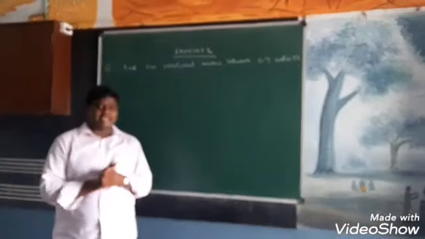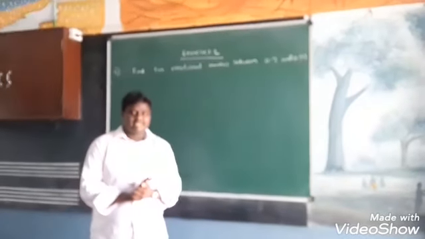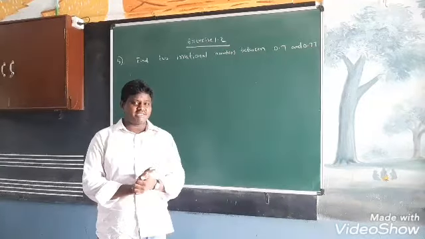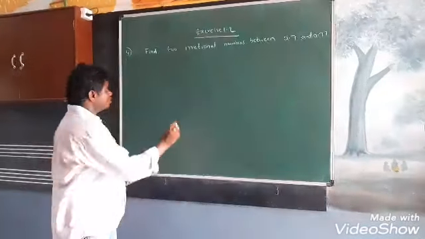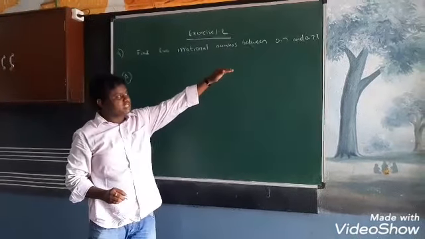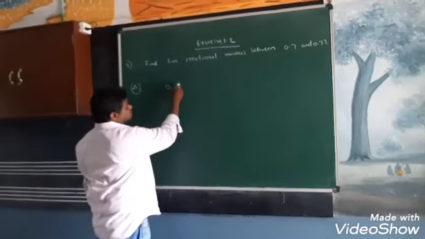Today I want to explain question number 4. What is question number 4 here? Find two rational numbers between 0.7 and 0.77. So already I told. Here, what is the first rational number? 0.7.